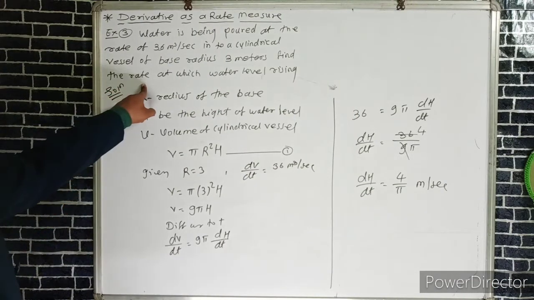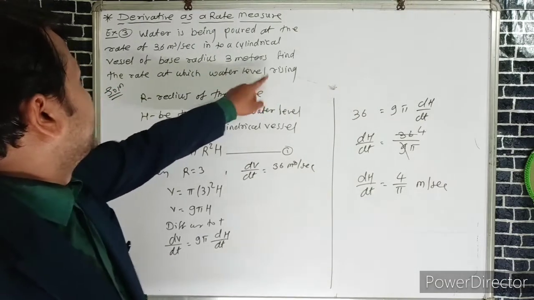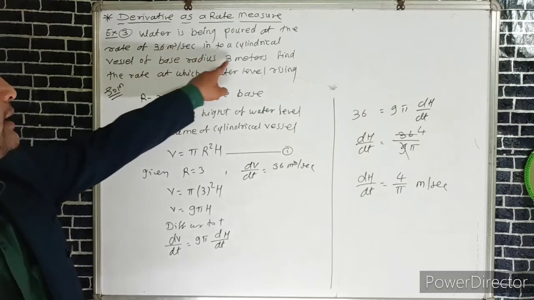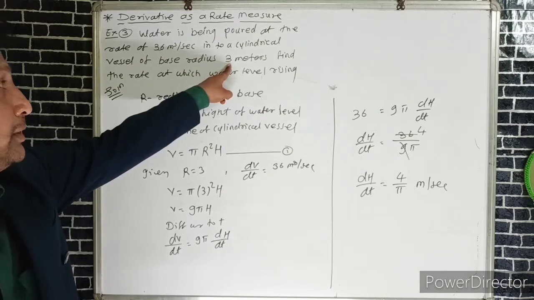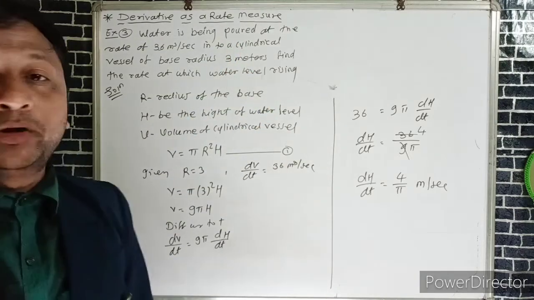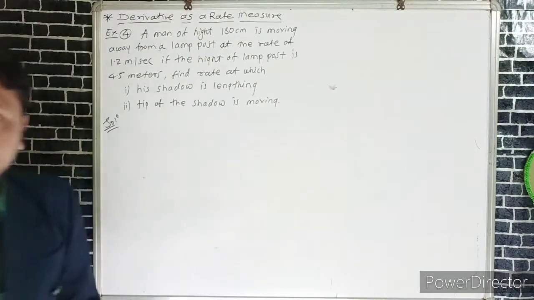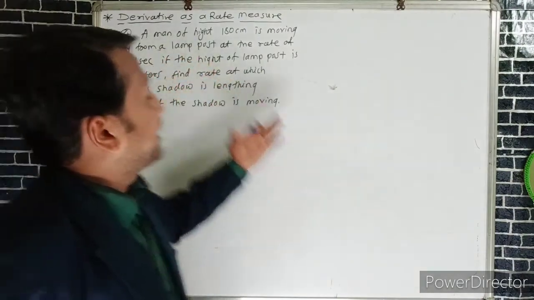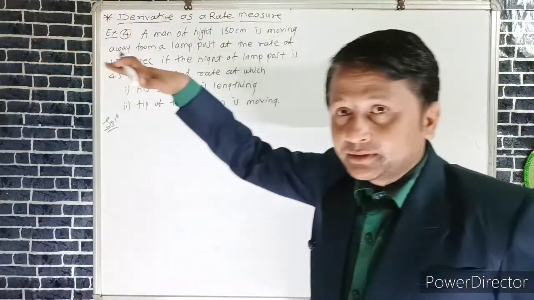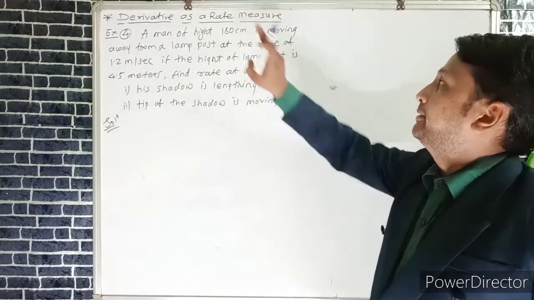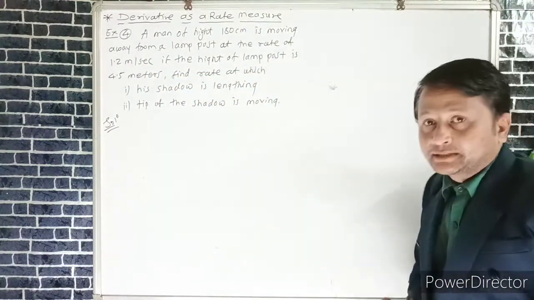The rate at which the water level is rising, when dV/dt is 36 meter cube per second and radius r is equal to 3 meters, is 4/π meter per second. So the next example, example number 4, is a man whose height is 180 centimeter.